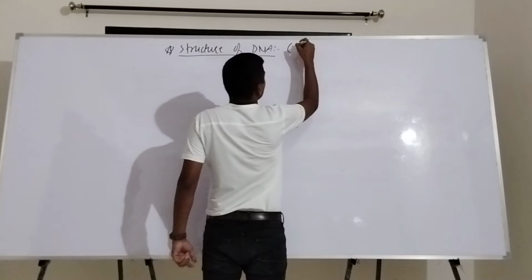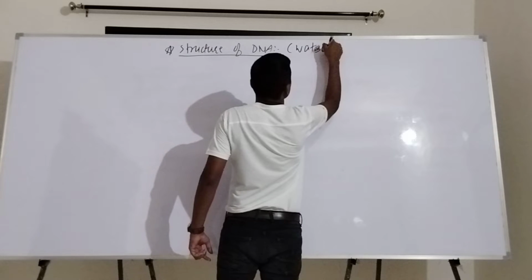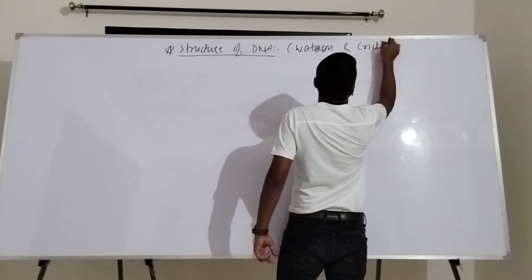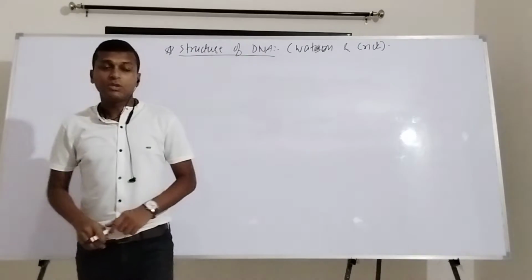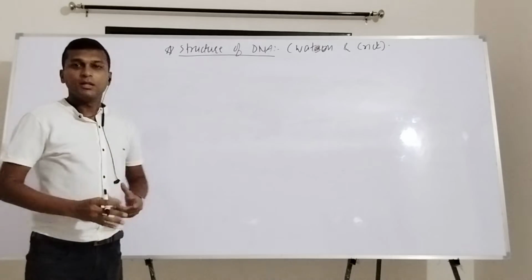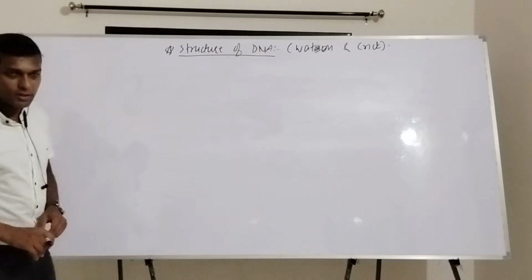was basically given by Watson and Crick. For the first time, these were the two scientists who described how the DNA looks, and the structure of the DNA, how it can be. So that is what their theory is.